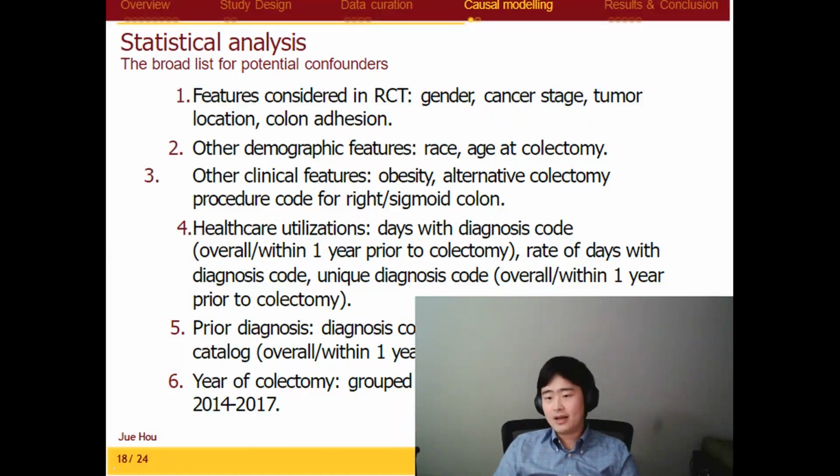And then we also have some alternative colectomy procedural codes for right and sigmoid colon cancer, indicating there might be a different procedure being done here. And we also constructed a healthcare utilization measure. That's basically the total number of healthcare encounters, showing how healthy the patient is in general. We also have the prior diagnosis of each individual disease, grouped up to the PheCode catalog, for the overall history and within 1 year prior to the colectomy. And like we said, we stratify the patients into 3 temporal period groups.